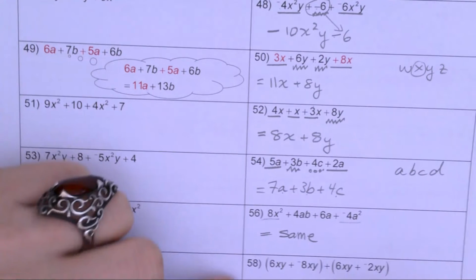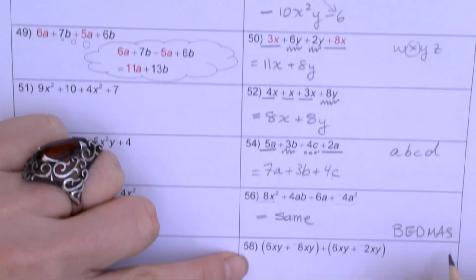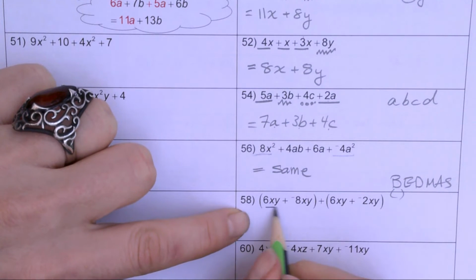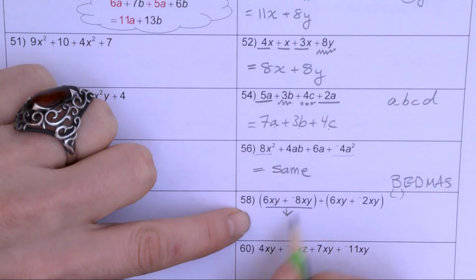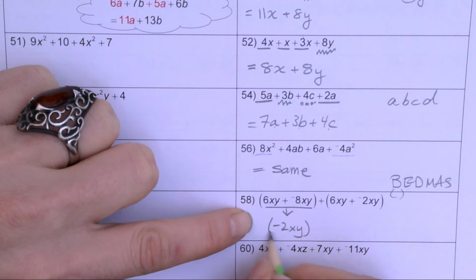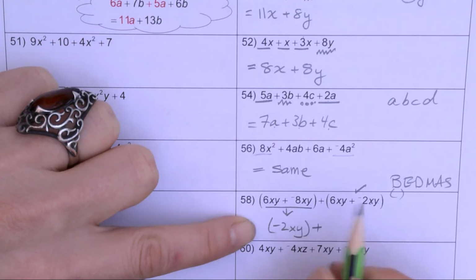Okay, so BEDMAS tells us for the next question, we have to do inside the brackets first. Let's check. XY, XY. Yep, so I can do these. I have 6 but lose 8. That means I have -2XY. XY, XY, they are like terms, so I can do it. I have 6 and I lose 2. Oh, so I have 4.